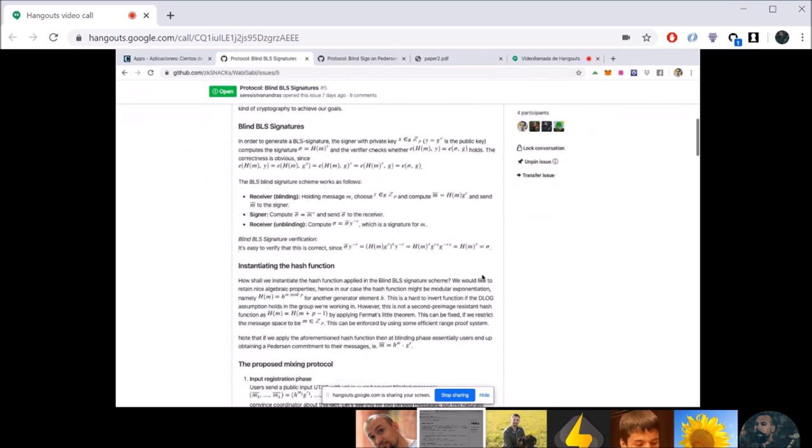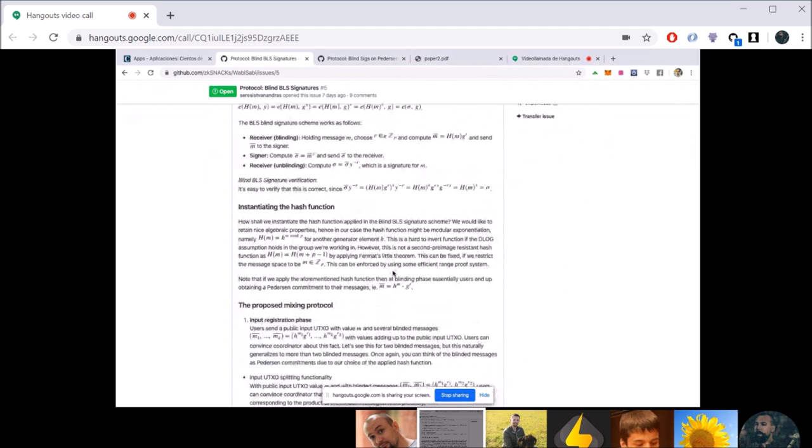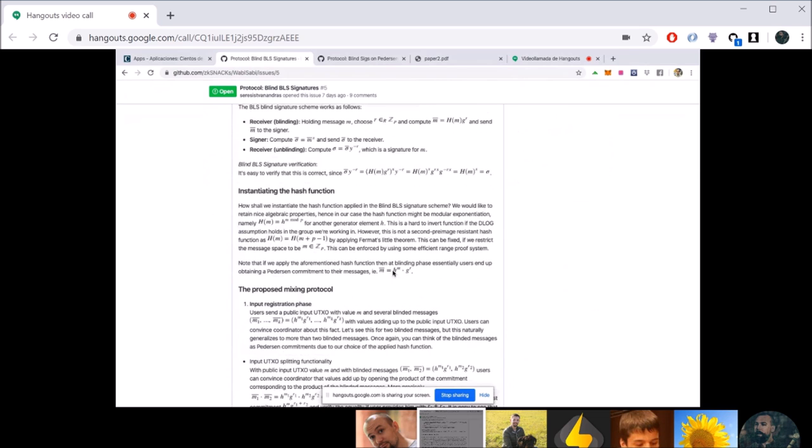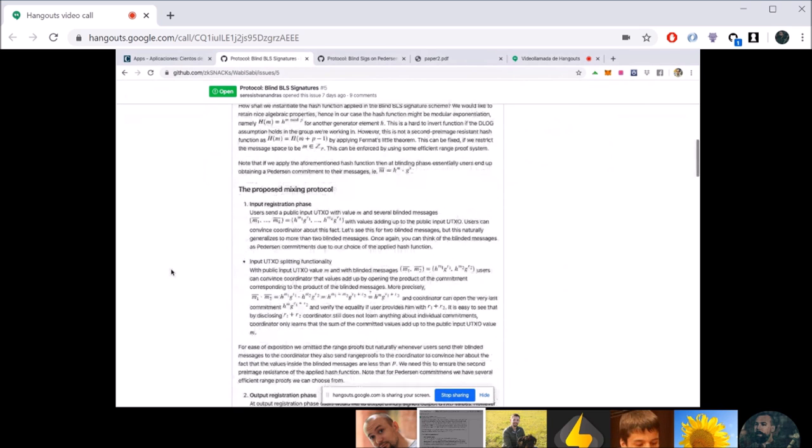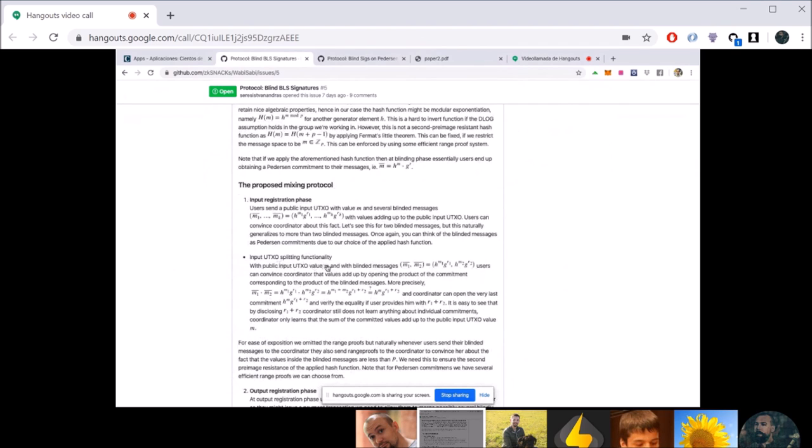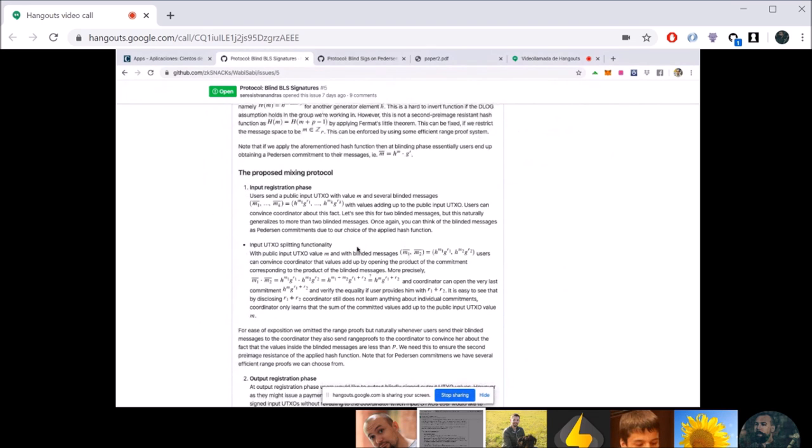Let me just first explain the input registration phase. We have a public value M, which you should think of as a Satoshi amount, the Satoshi amount of your registered input, and then you would like to split this M, your input UTXO, into two output UTXO values, but you don't want to reveal them to the coordinator. So you want to split it into M1 and M2. And additionally, you want to prove to the coordinator that the sum of M1 and M2 adds up to M, right? You send the coordinator the blinded messages.